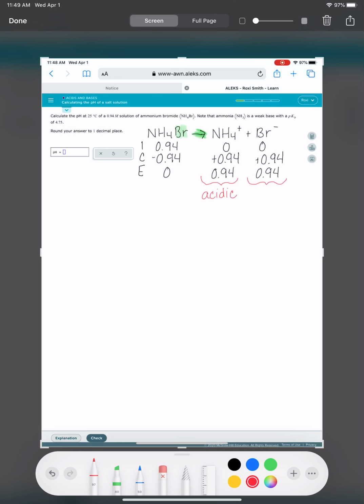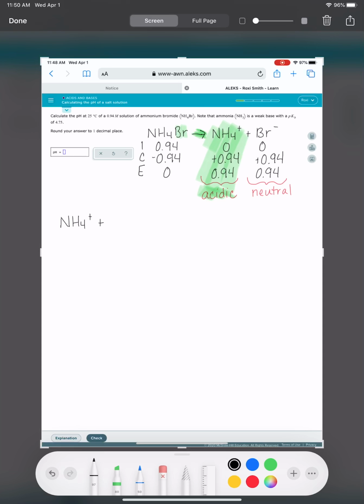Now look at your anions. You have a list of neutral anions, and bromide is one of the neutral anions. We've determined that NH4 plus is the acidic component. So that means that the NH4 plus ion is what dictates the pH of this solution, and therefore it is what we will use when we write our next equation.